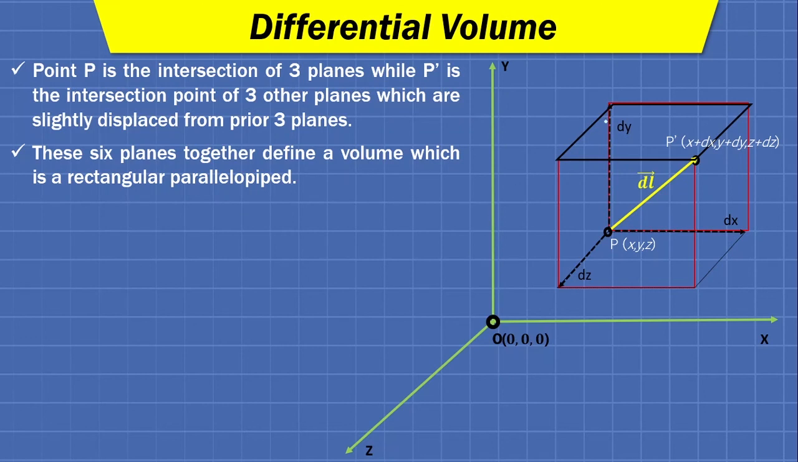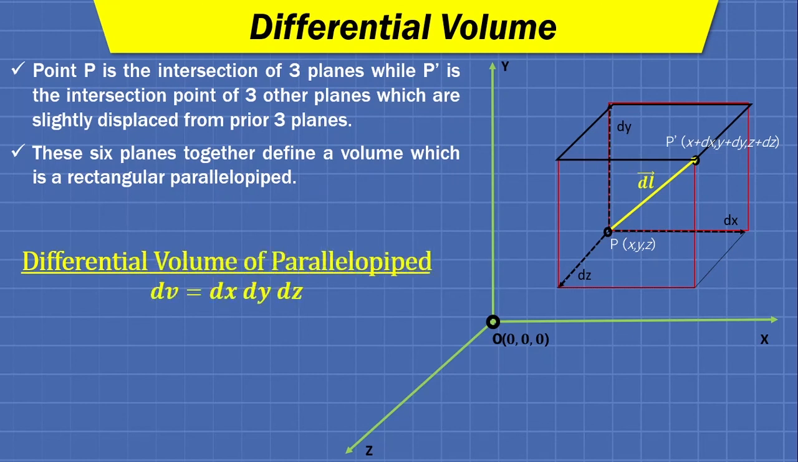So you can see that these 6 planes are constituting a rectangular parallelepiped, and once a 3-dimensional volume is spanned in the space, we can define the volume of such parallelepiped as dV. dV stands for differential volume, equal to the multiplication of all 3 differential lengths, that is dx, dy, dz. It will also be very helpful at the time of calculation.